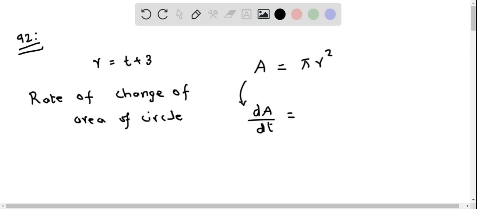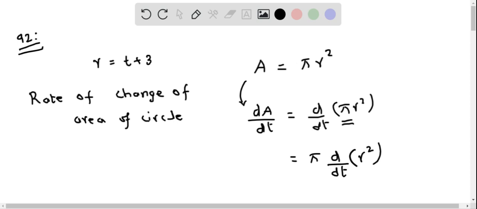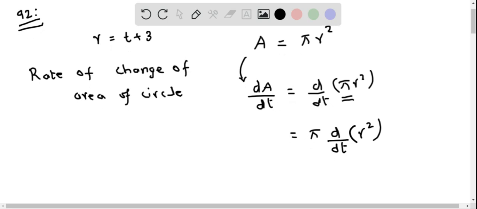And similarly, on the right side also, we find the derivative with respect to time. So we get this expression like this. So let's simplify this. This pi is a constant, which means I can factor out the pi, and then I have to find the derivative of only the r squared. We then apply the power rule to find the derivative of r squared, and this becomes 2r, and then we have to apply the chain rule to find the derivative of r. So derivative of r with respect to time is dr over dt.